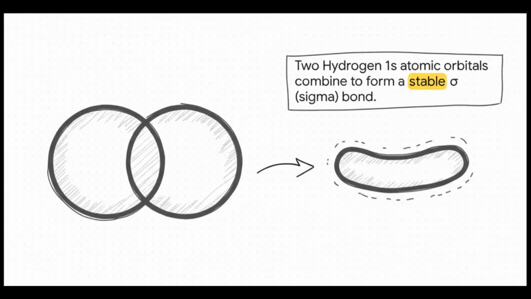Here we're looking at the simplest bond you can possibly imagine. On the left, you've got 2 separate hydrogen atoms, each with its own little spherical 1s orbital. When they get close enough, those orbitals smash together, head-on, to form that single sausage-shaped molecular orbital you see on the right. We call this really strong direct overlap a sigma bond.